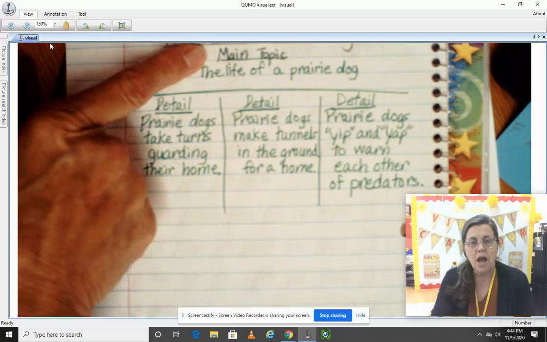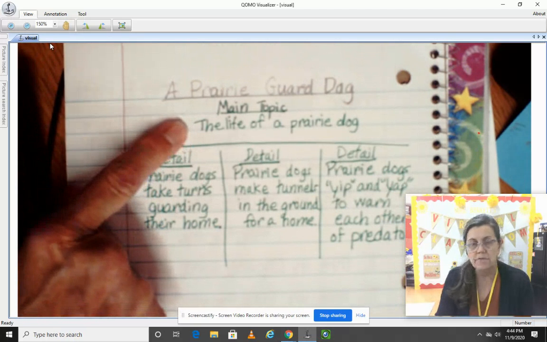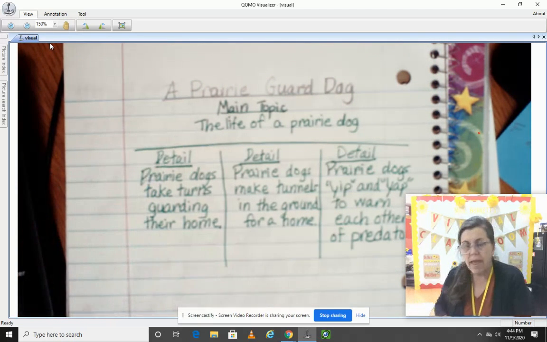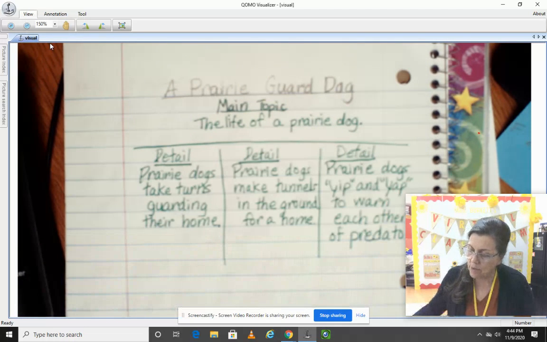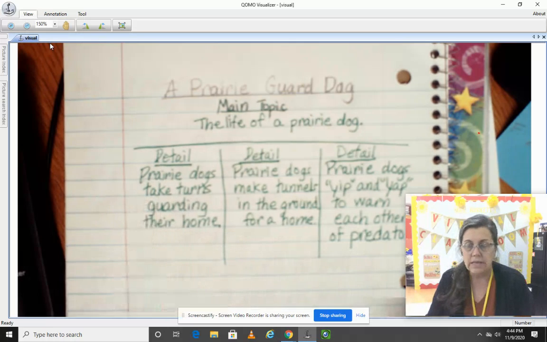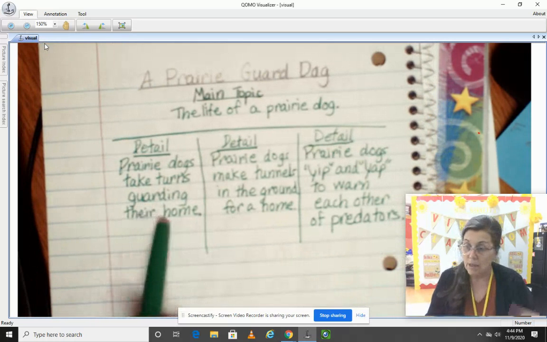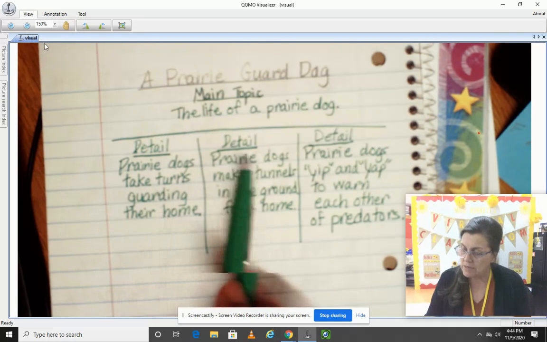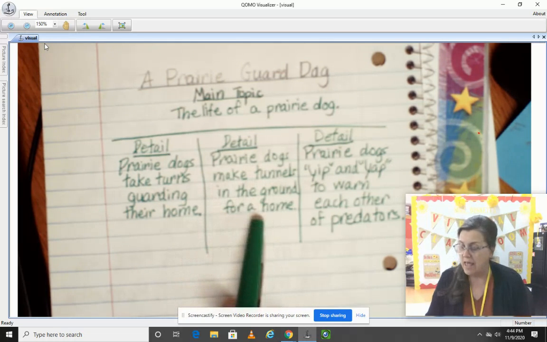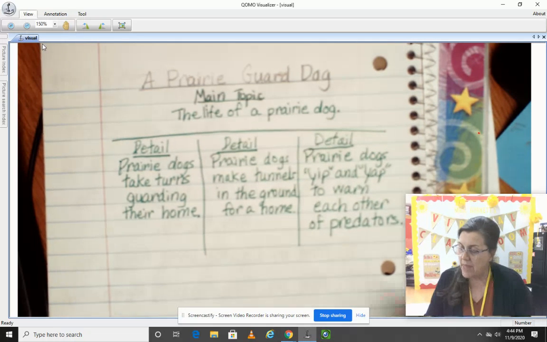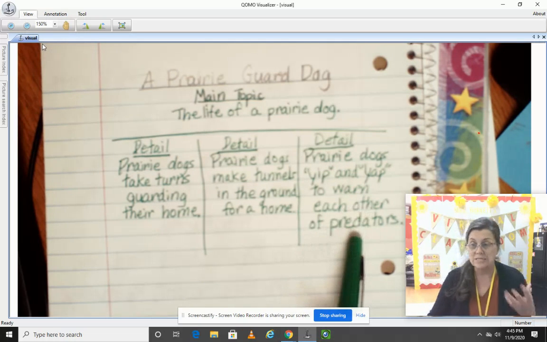Okay, so later on this week, after you read Turtle, Turtle, Watch Out, we're going to look at what the main topic was. So in Prairie Guard Dog, the main topic was the life of a prairie dog. That was what it was mainly about, the different things that they do during the day and how they operate. Some of the main details in the passage: prairie dogs take turns guarding their home. That was one of the first parts in the morning part. Another detail is prairie dogs make tunnels in the ground for a home, and we read that as well. And then prairie dogs yip and yap to warn each other of predators, and that was in the scare part.